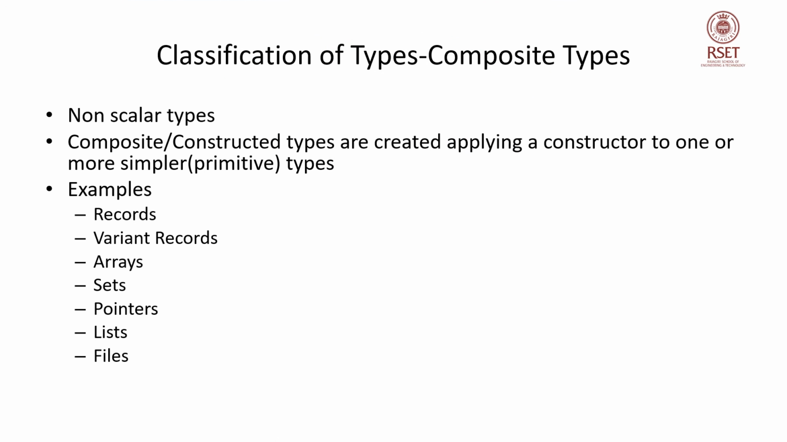In this lecture, we'll be discussing what composite data types are. We have seen the primitive or scalar types in the previous lecture. The composite type is also called non-scalar types. It is created by applying a constructor to one or more similar types, and the examples are records, variants, arrays, sets, pointers, lists, and files.